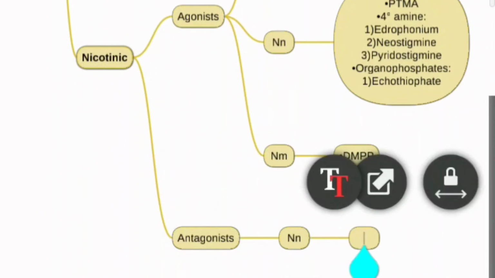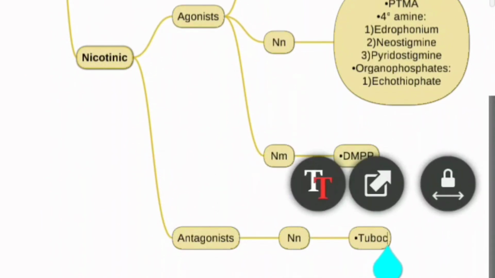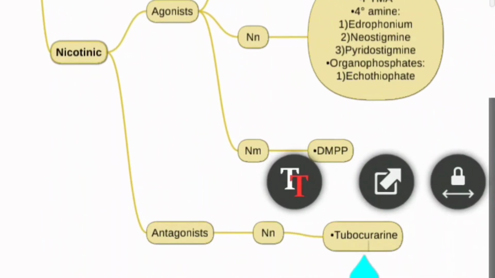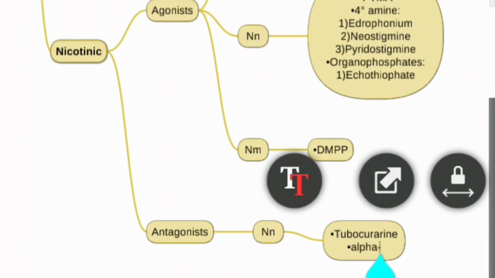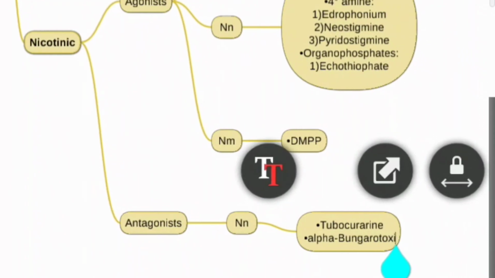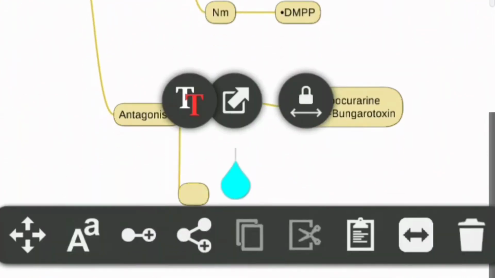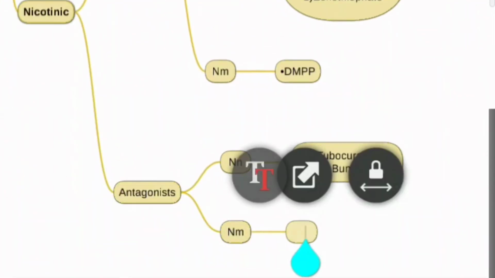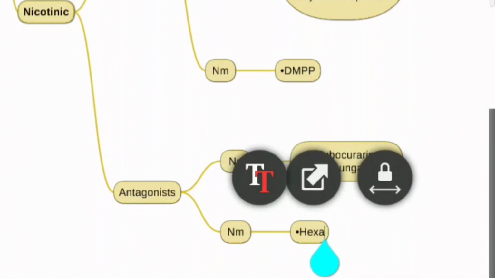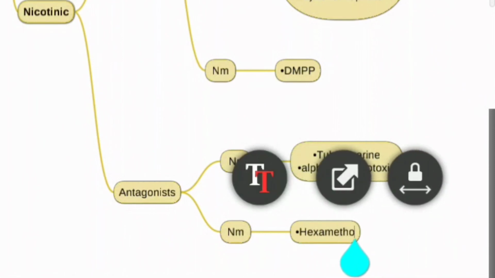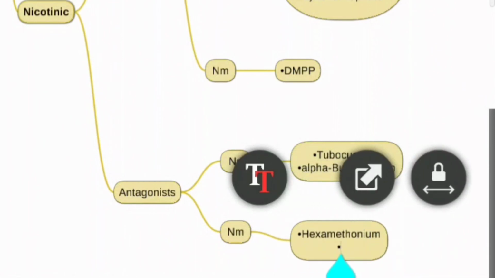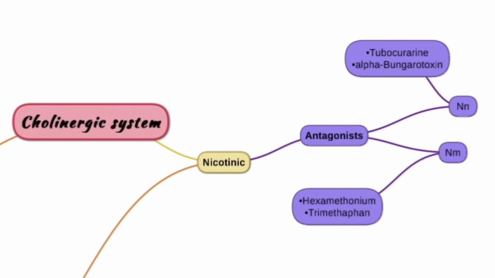Next, the antagonists of nicotinic receptors, NN type. First, tubocurarine and alpha bungarotoxin. Next, NM type of receptor, hexamethonium and trimethaphan. Overview.